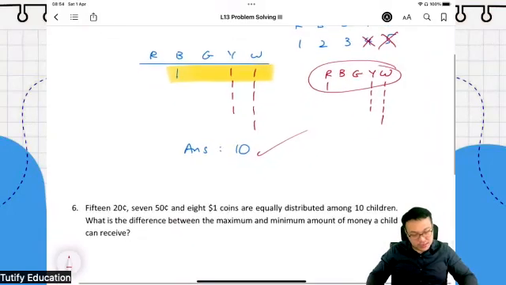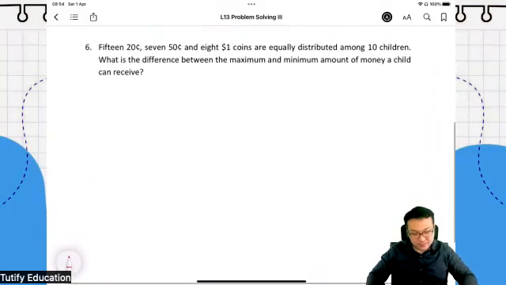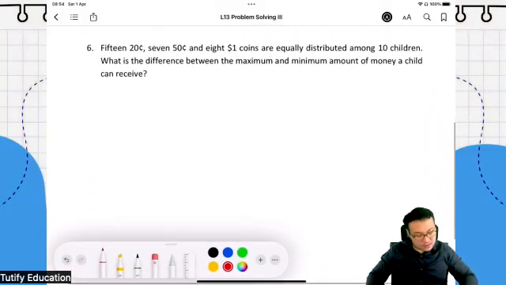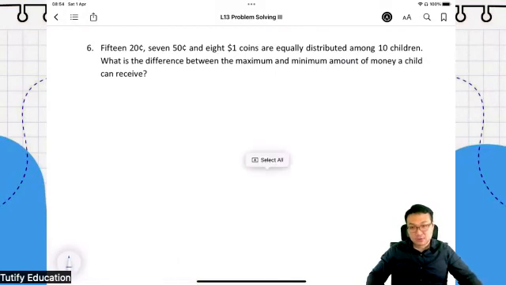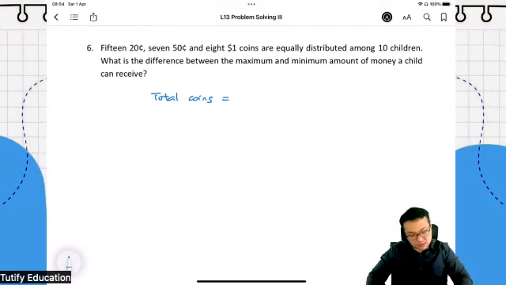Okay, very good. At least you clarify. Okay, well done. So let's take a look at the next one. Now, students, you have 3 different types of coins. Let's find how many coins there are. Total number of coins: you have 15 20-cent coins, 7 50-cent coins, 8 $1 coins. That means there's 30 coins altogether.